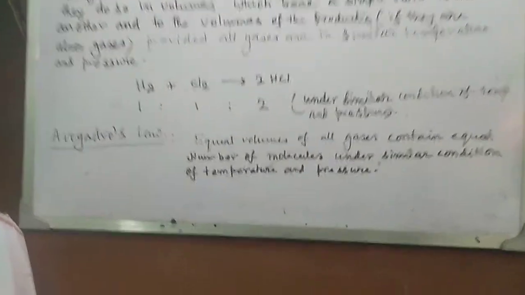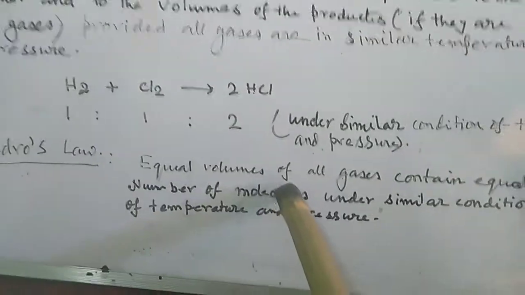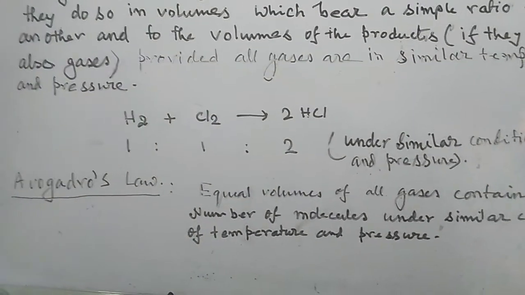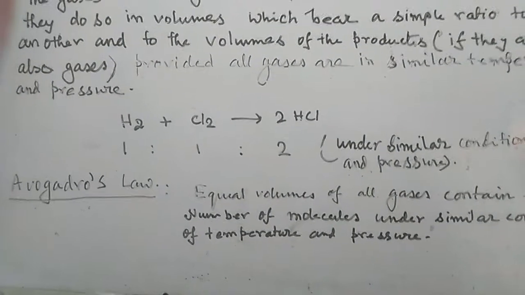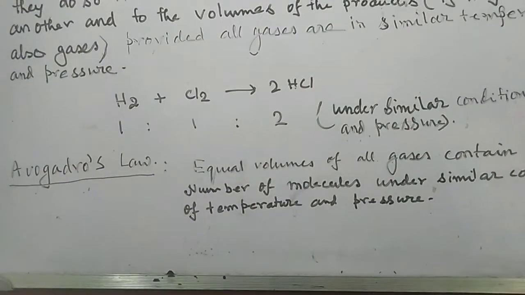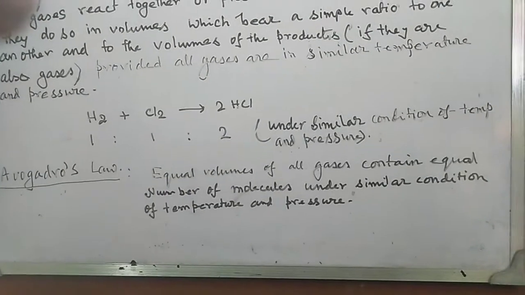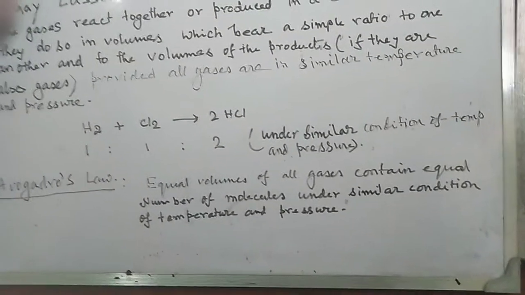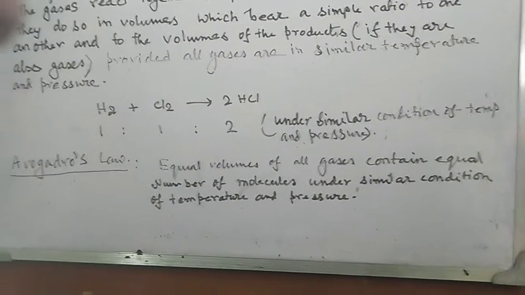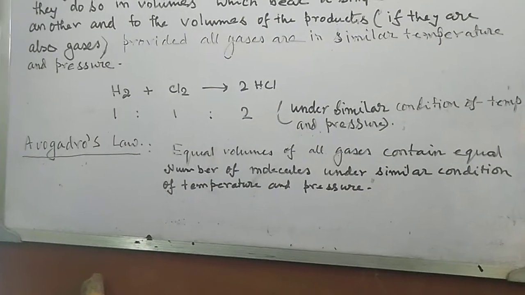Next we come to Avogadro's law. Sometimes it is also called the Avogadro hypothesis, but nowadays it is called Avogadro's law. The difference between a law and a hypothesis is that laws are experimentally proved, but a hypothesis is a proposal which is not experimentally proved. But in the case of the Avogadro hypothesis, the statement is indirectly experimentally proved, so we can now call it Avogadro's law.